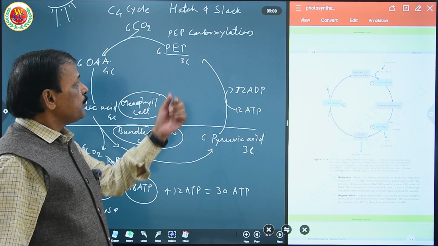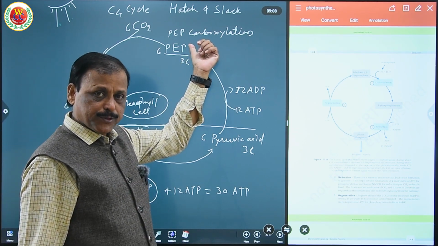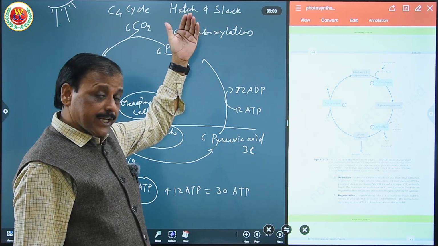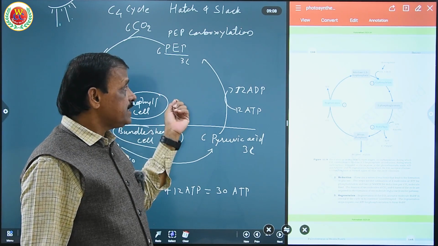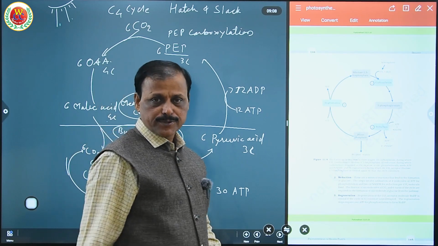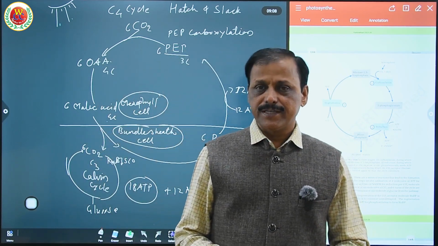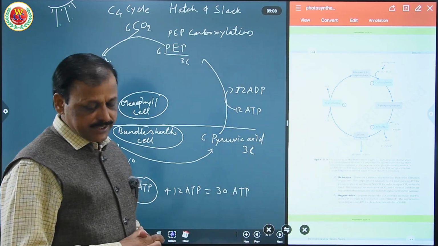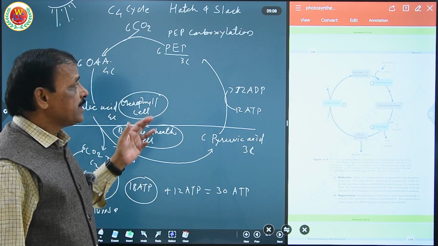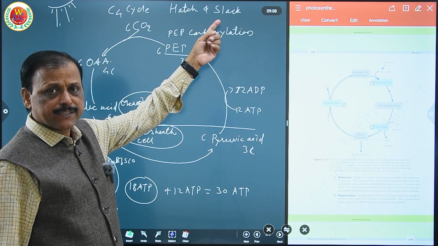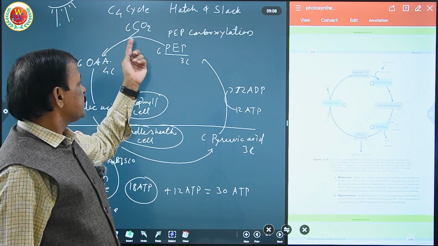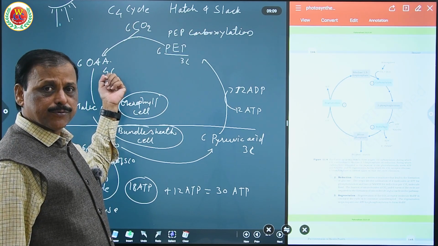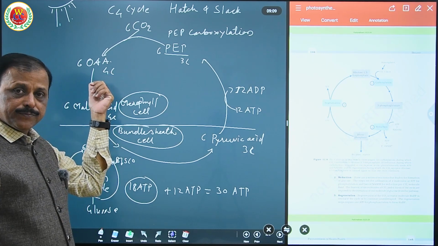Moreover, what is the carbon dioxide acceptor? Phosphoenol pyruvate. The enzyme that catalyzes the fixation of carbon dioxide in the C4 cycle is PEP carboxylase. Here we understood what the C4 cycle is. Once again, to conclude, the C4 cycle is known as the Hatch-Slack cycle because it was discovered by them. The C4 cycle is so called because the first product of the C4 cycle is a 4 carbon compound.